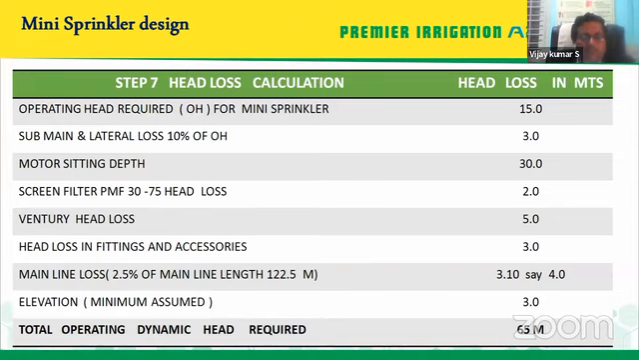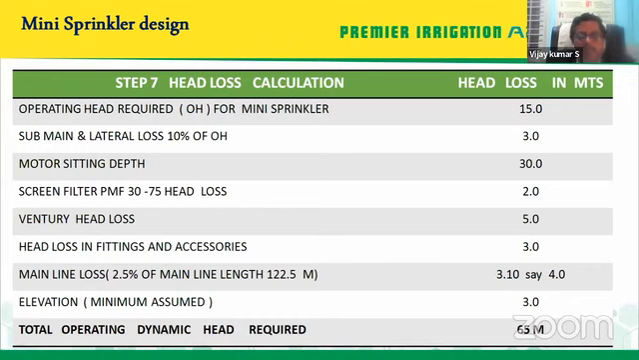The motor is sitting at a depth of 30 meters, and the screen filter will have a 2-meter head loss. If I am going to apply fertilizers through the venturi, it will be another 5 meters, and fittings and accessories around 2 to 3 meters. For the length of the main line, you know the longest length, and 2.5% of that will be around 122.5 meters multiplied by 2.5 by 100 will give you 3.1. I've rounded it off to 4 meters.